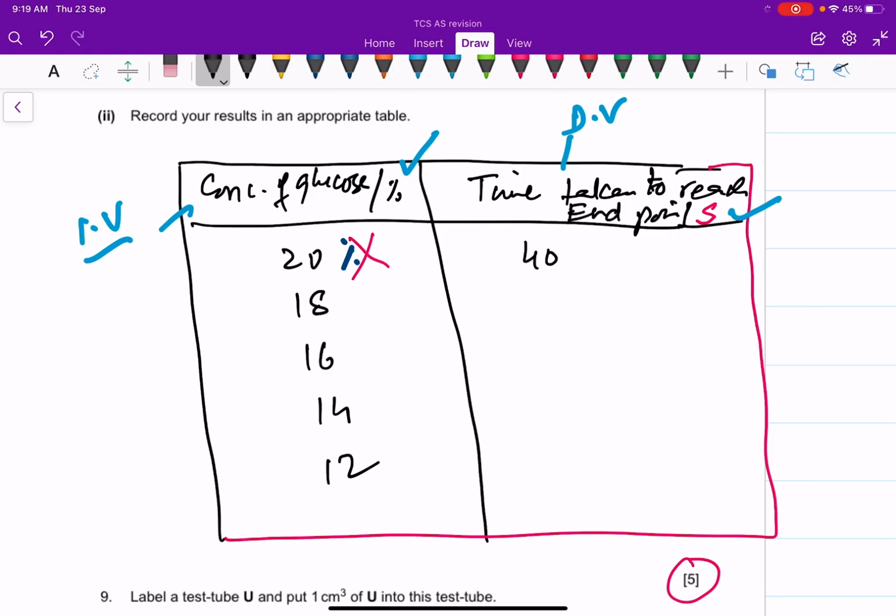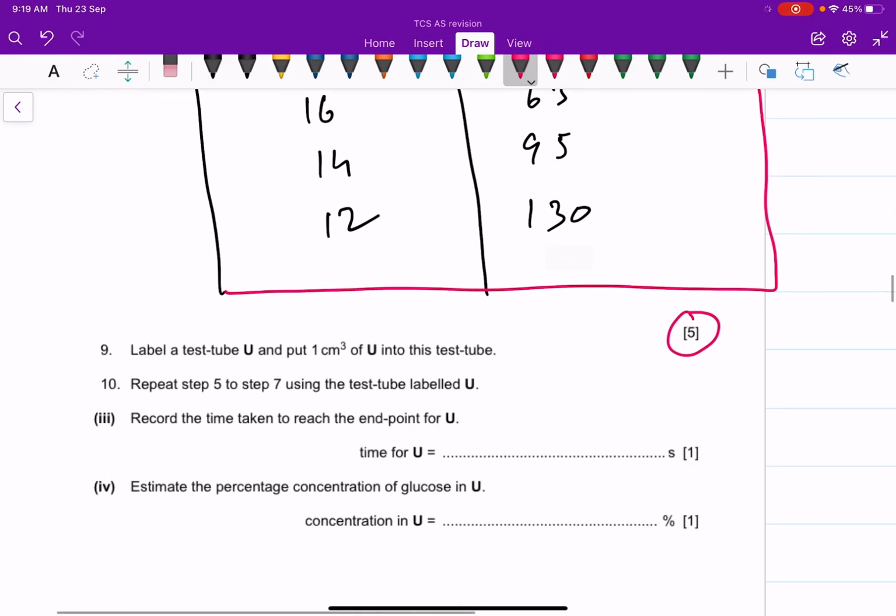As the concentration decreases, the time taken will increase. So it may be 59 seconds, it may be 63 seconds, maybe 95 seconds, it may be 130 seconds. Whatever time you record, you should write it here in this column. But that should be in whole numbers. Don't write it in decimal points. That's not the correct way of recording the time in seconds.